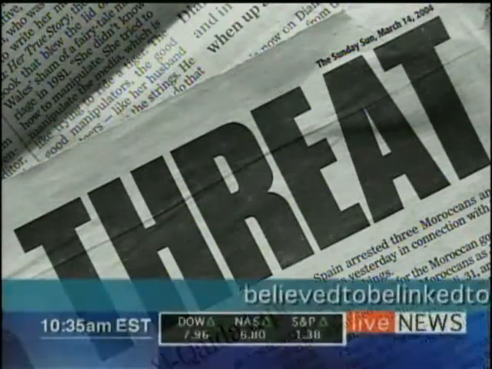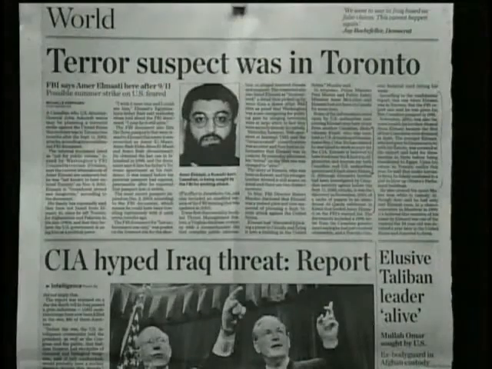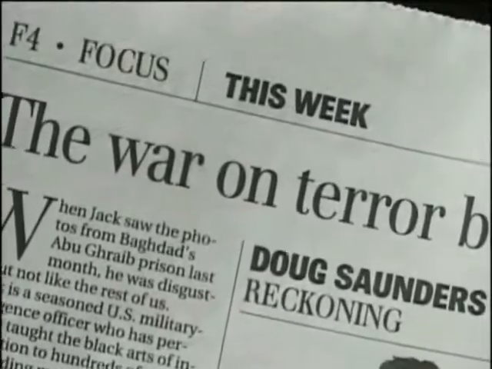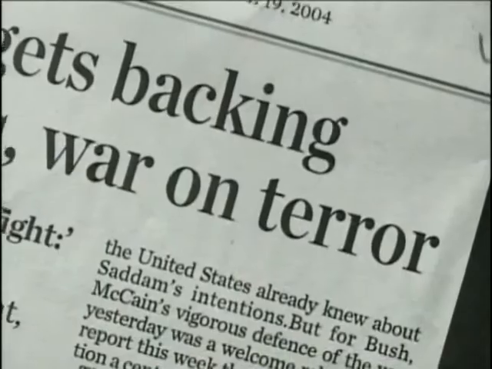The words are hypnotically repeated. Terrorism, terrorist, terrorist threat, and of course, believed to be linked to Al-Qaeda. But it's the so-called war on terrorism that's in our faces practically 24/7 as the inescapable focus of our existence.